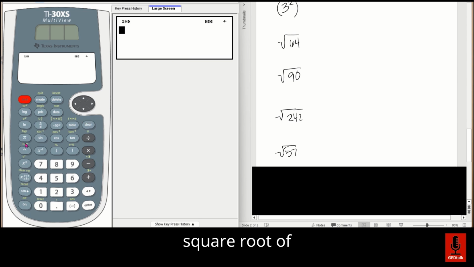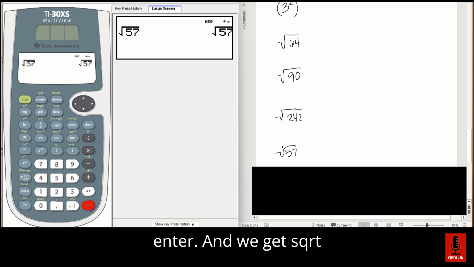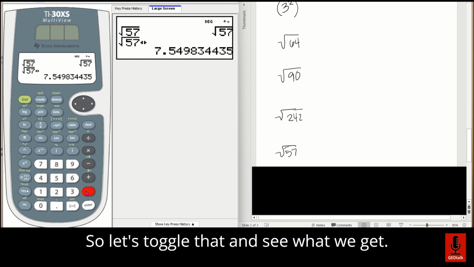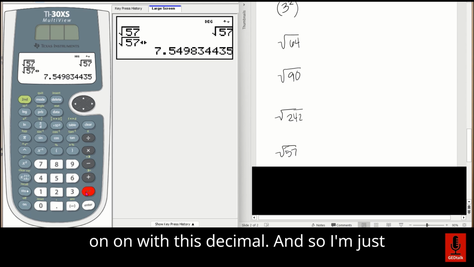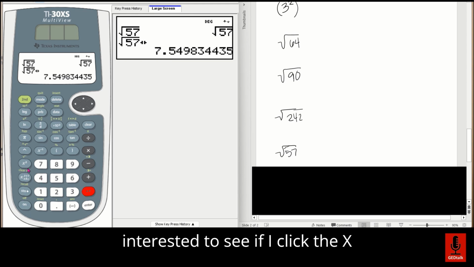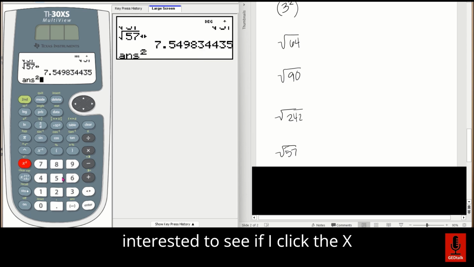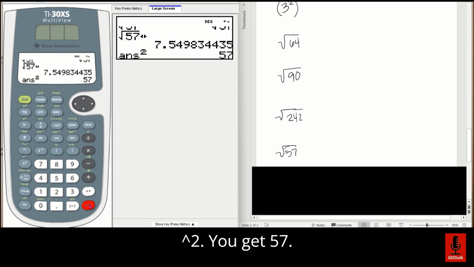The square root of 57, hit enter, and we get the square root of 57. So let's toggle that and see what we get. So in decimal form, it's 7.5498 on with this decimal. And so I'm just interested to see if I click the x squared, I get 57.